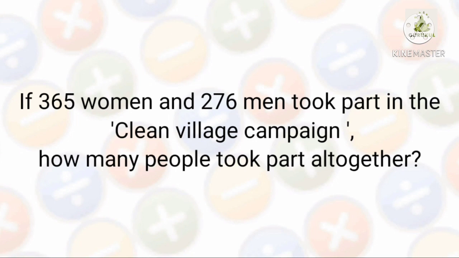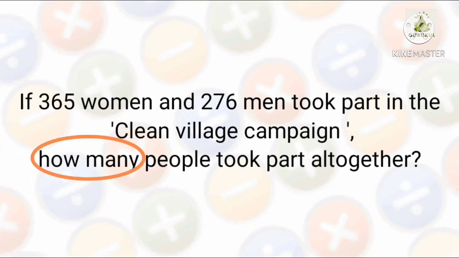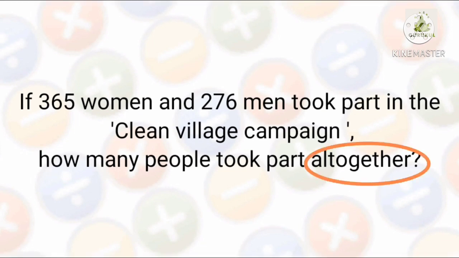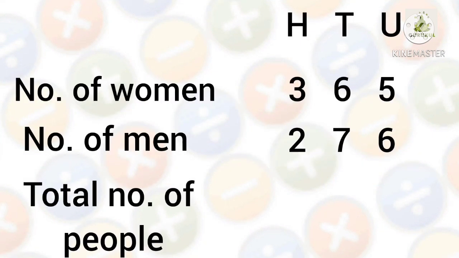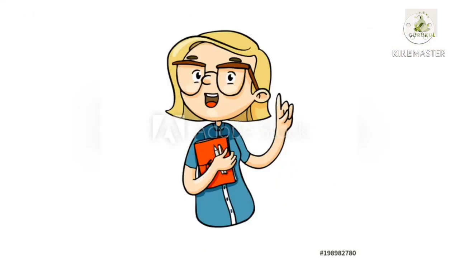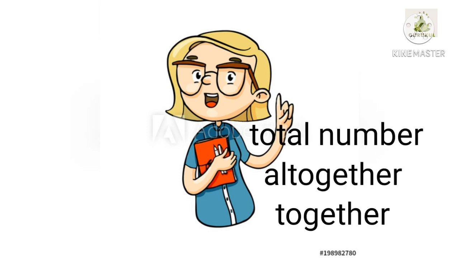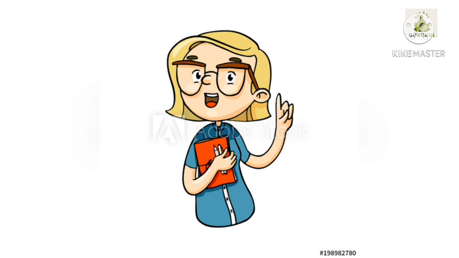So we have the number of women and men who participated in the campaign. Let's see the next part of the problem. How many people took part all together? Here they are asking us the total number of people. Always remember, when you see total, number all together, and together, that means you have to add.